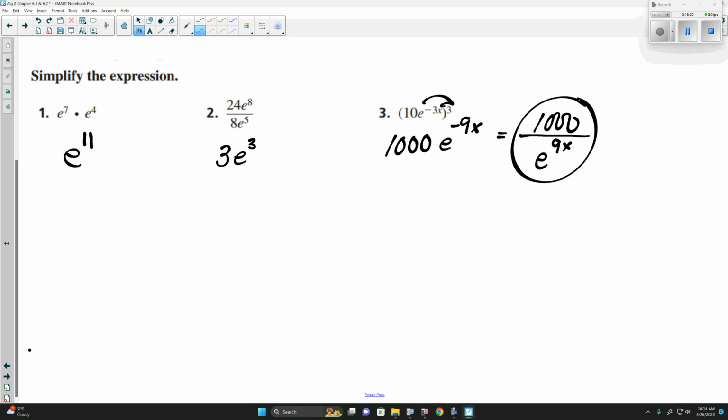So 3x times 3. Powers of powers multiply. Because when we have a power, so the negative 3x to the third, we multiply those together. Because we're saying that we have 3 of them. So 3x plus 3x plus 3x. 3x and 3x is 6x. Another 3x would make it 9x. So we multiply. Questions on any of this here?